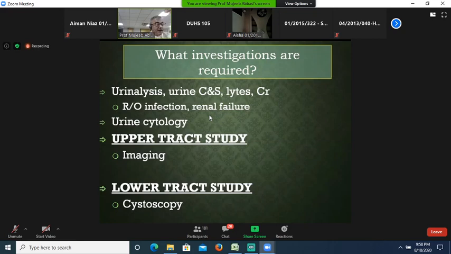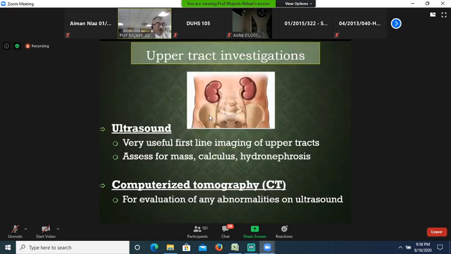Ultrasound is a very useful first-line imaging, non-invasive. It can do upper urinary tract imaging very well, assess masses, calculi, hydronephrosis, and it's easily available everywhere.